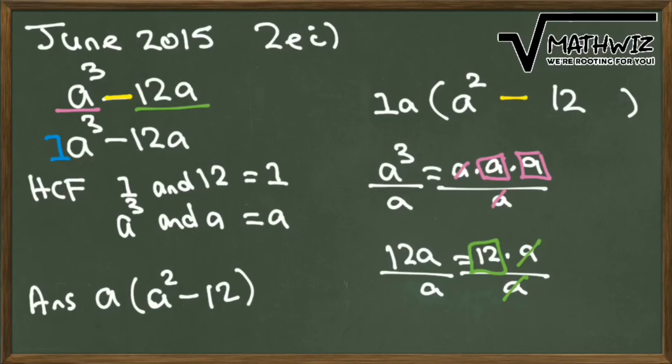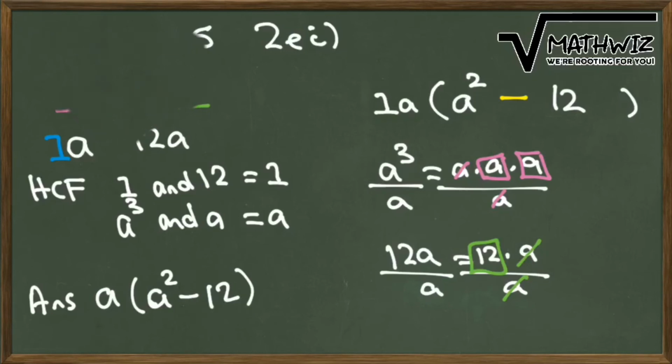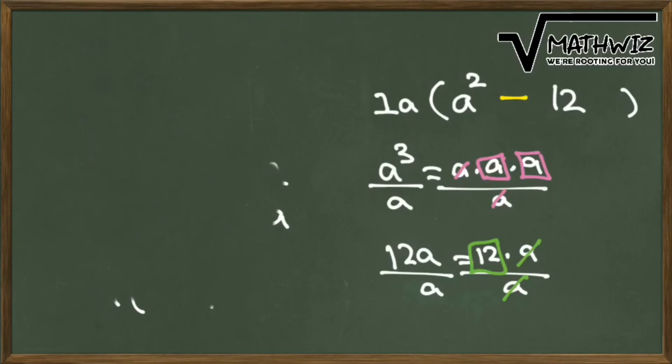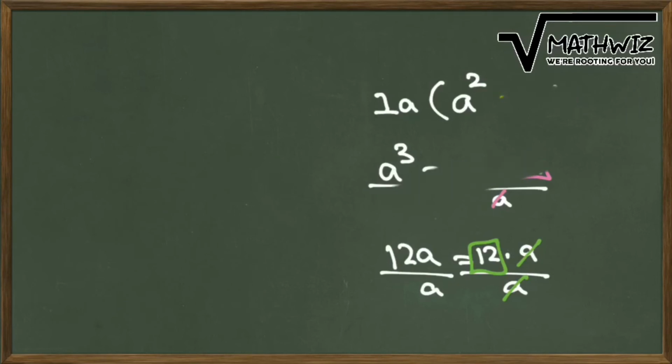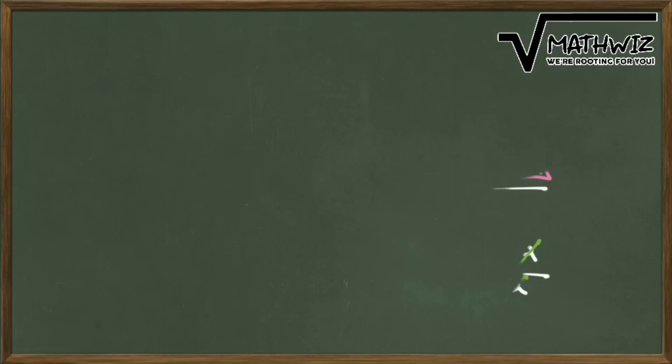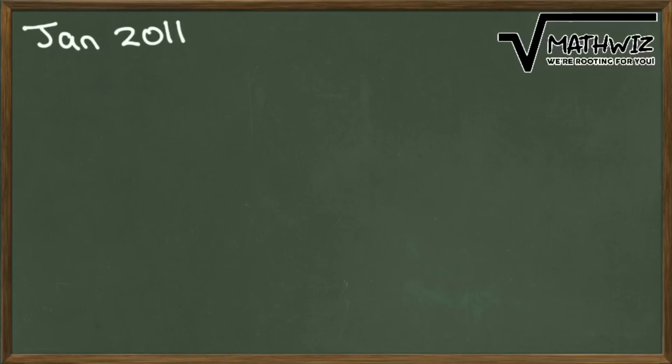All right, I do believe we're able to do one more question for this video. So we are going to move on to January 2011. All right, and this is question 2b. So we have a squared b plus 2ab. All right, so we're going to go with the highest common factor.